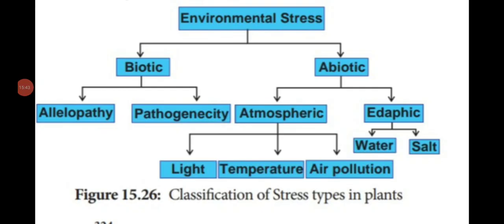See the flow chart which is showing the classification of stress physiology. Important 3-mark question: draw a flow chart of stress physiology. Environmental stress. In the environment, two factors are there, biotic and abiotic. Biotic is again divided into allelopathy and pathogenicity. Abiotic is responsible for the atmospheric and edaphic factors. The edaphic factor is divided into two, water and salts.